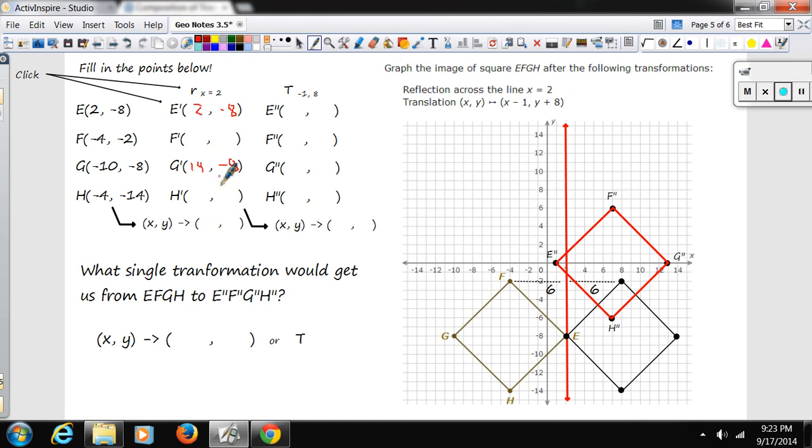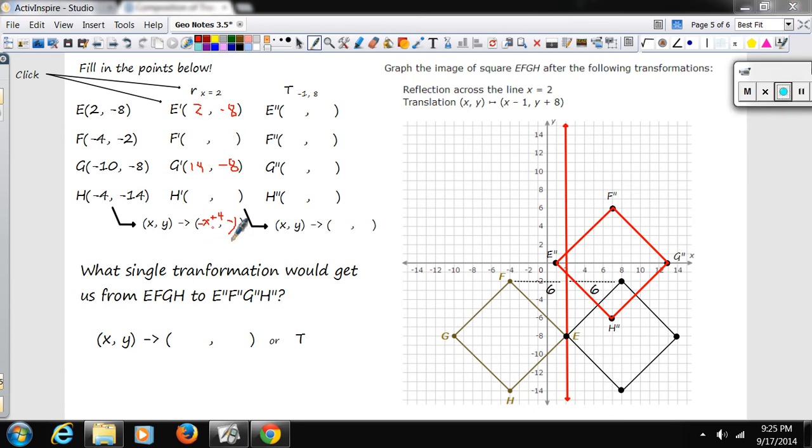And if you look at these 2 points, we can probably make up a rule here. We know negative 8 is going to stay, so y is going to stay. We're going to need the opposite of x and then plus 4. Opposite of x plus 4. So negative x plus 4 more. Opposite of x plus 4.